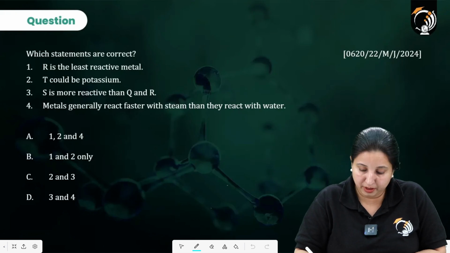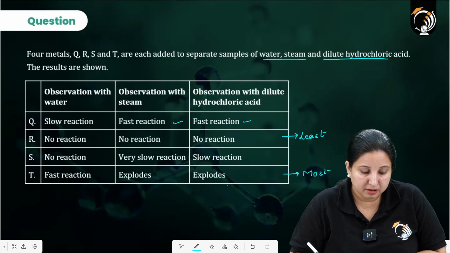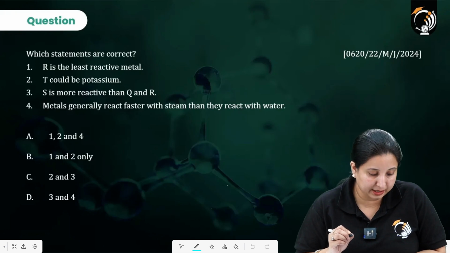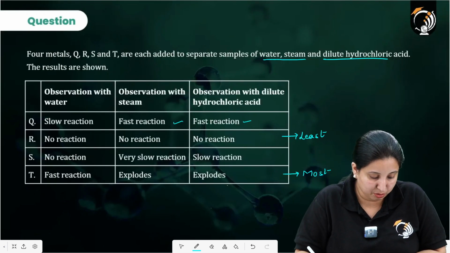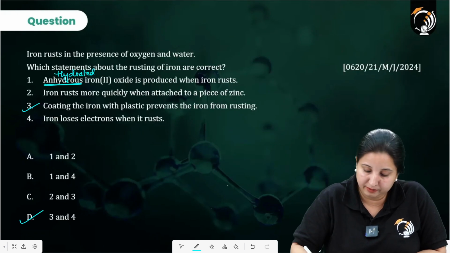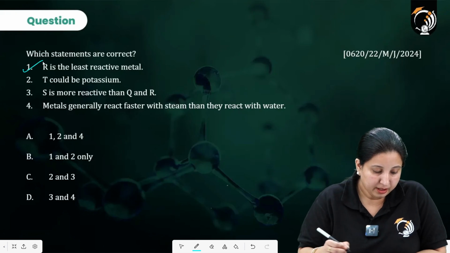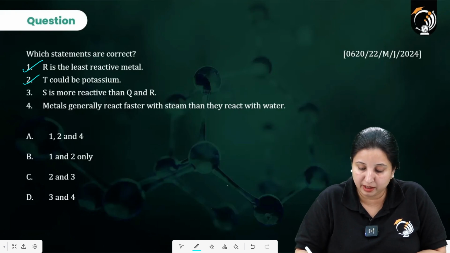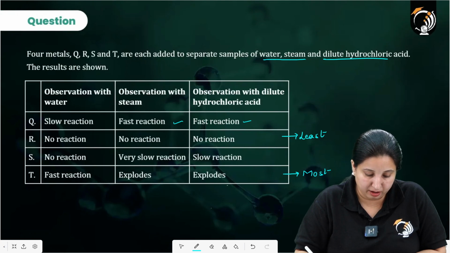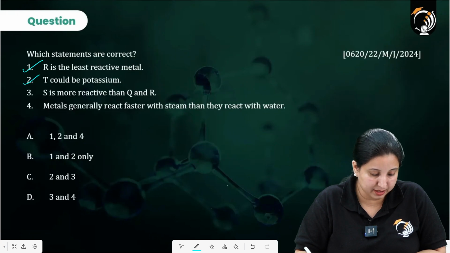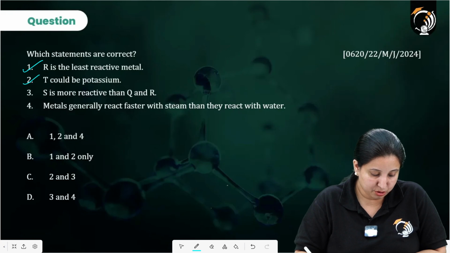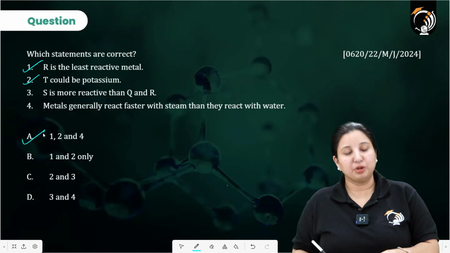Let's see over here. Sorry, the question said to separate. Now, R is the least reactive metal. So I just look over here. Yes, this is going to be correct. T could be potassium because it was showing reaction with everything. S is more reactive than Q and R. So, Q and R, S: no reaction. No, this is going to be the wrong statement. And metals react faster with steam than they react with water. So basically 1, 2, 4. So option A is going to be the correct answer.